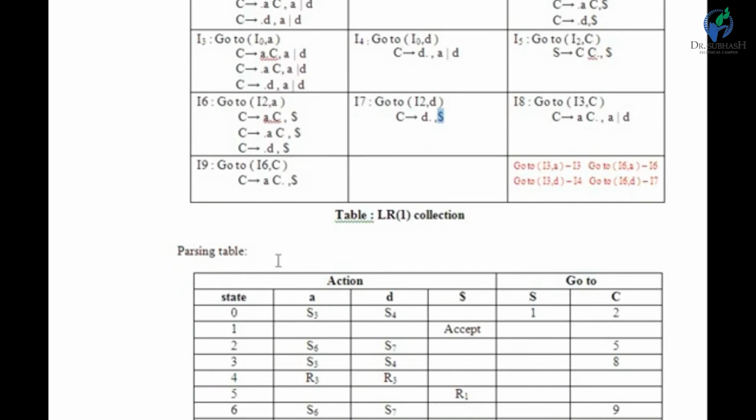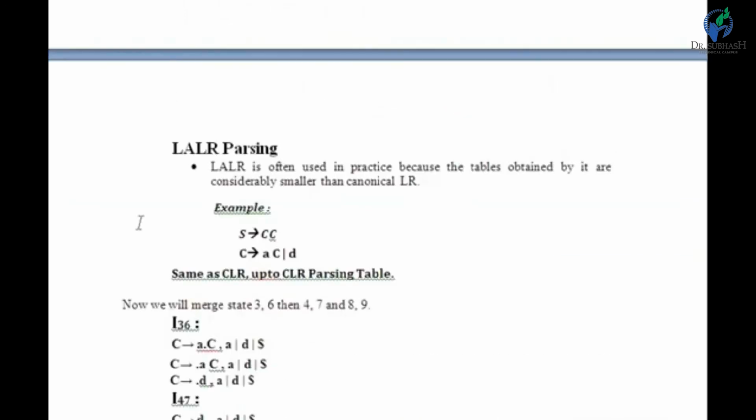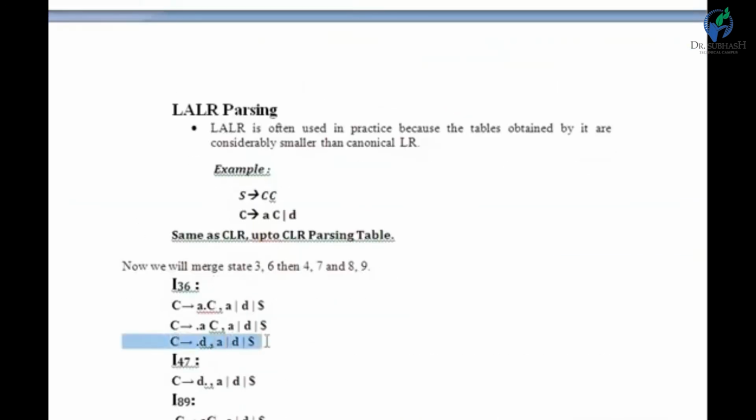So first I combined I3 and I6, so my state becomes I36. The production is C gives A dot C, comma, and the lookaheads are combined, so it's A or D or dollar. Then C gives dot AC, comma, A or D or dollar, and C gives dot D, A or D or dollar. So here states 3 and 6 are combined.